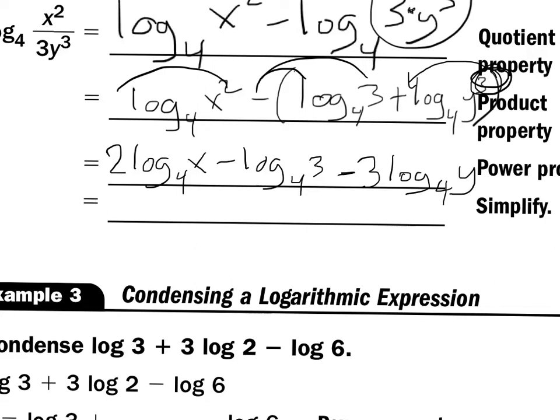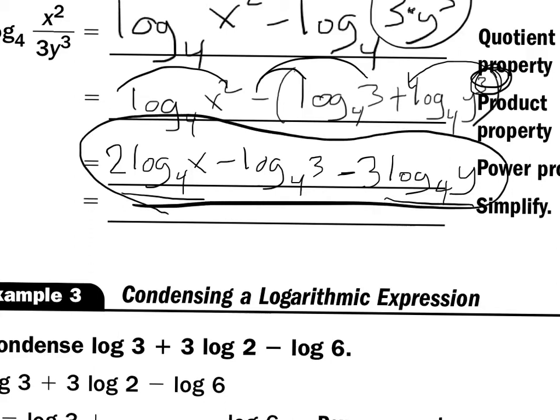Now, to simplify, I'm going to see if there's any like terms. Like terms means I have to have exactly the same log with same base and number inside it. Now, I don't see any like logs. This is log base 4 of x. This is log base 4 of y. I can't add those. So really, this is my final answer. I've separated the single log and expanded it into the sum, or difference in this case, of 3 other logs.